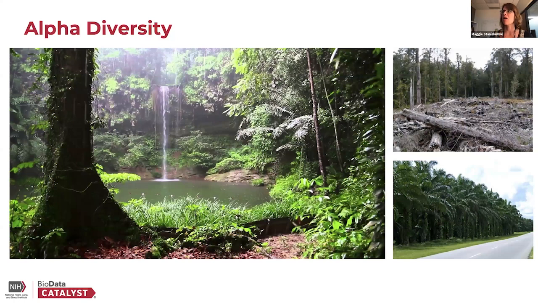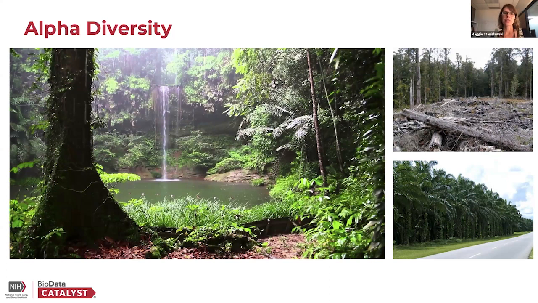On the right are two types of low alpha diversity. So the upper one has low richness. And so, at least in terms of living plants, there are not a lot of different types of living plants in that picture. And then on the bottom, we have low evenness. So there's a lot of palm trees, but not a whole lot else, right? The environment is largely dominated by that one type of plant.